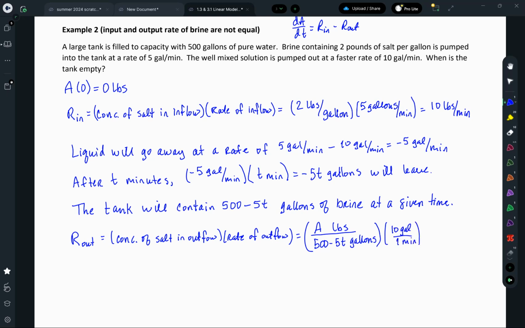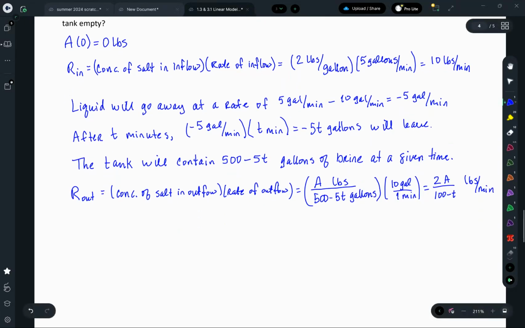Okay, and so then some things will simplify a bit. And in particular, if I think of the 10 as 2 times 5 and let the 5 simplify with what's downstairs, this is going to simplify to be 2a over 100 minus t pounds per minute. Okay, so we've got R in, we've got R out. Now we can build the DE. This was the hard part.